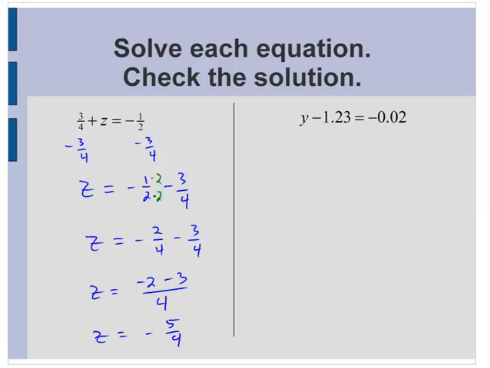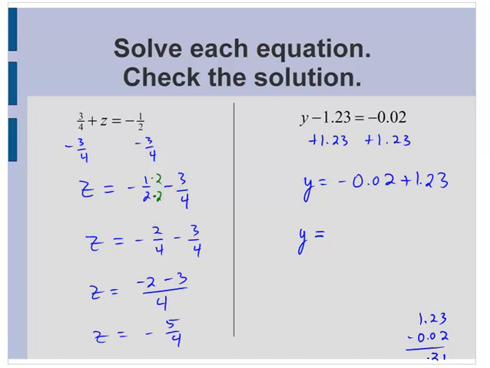Y minus 1.23 is equal to negative 0.02. I will add 1.23 to both sides to isolate the variable y. So y would equal negative 0.02 plus 1.23. Adding numbers with different signs, we remember to keep the sign of the larger, so it would be positive. And subtracting the values, let me do a little side work down here. 1.23 minus 0.02 would be 1.21.